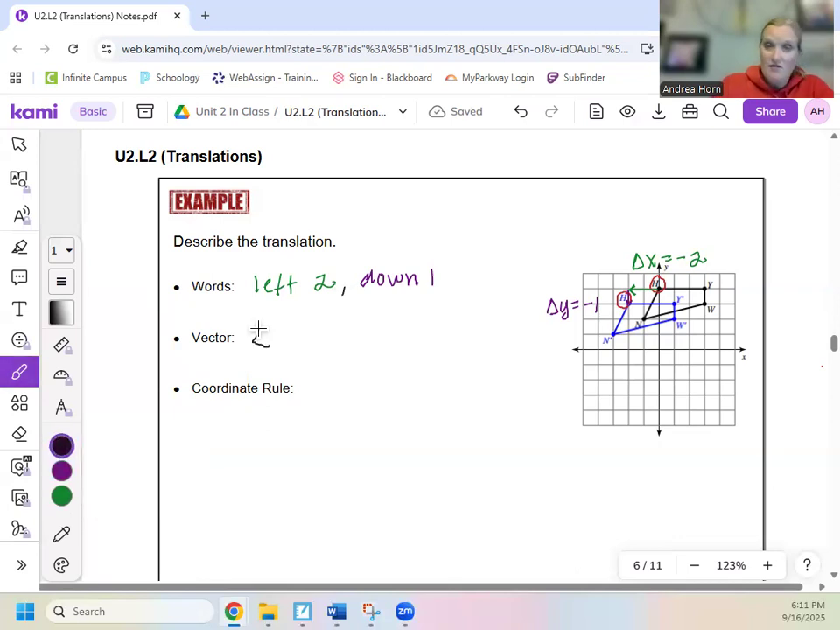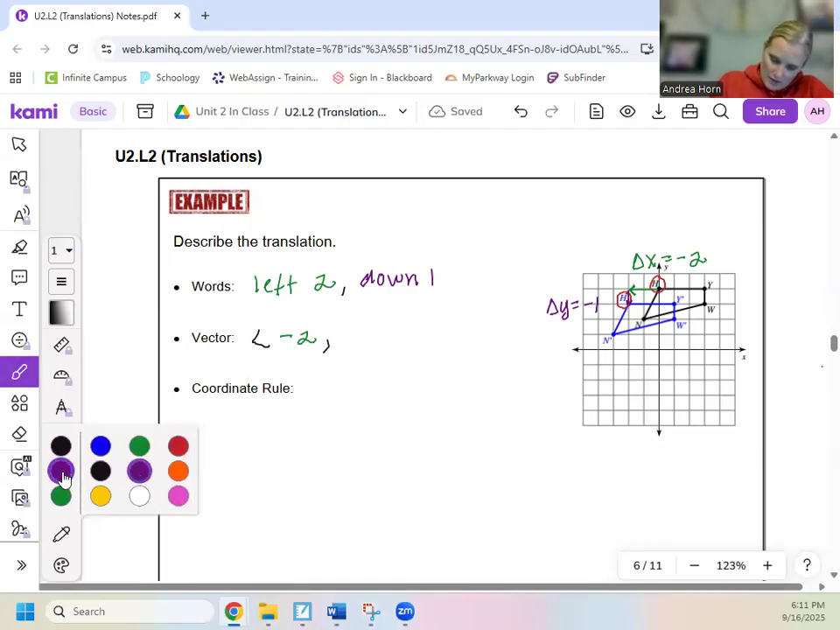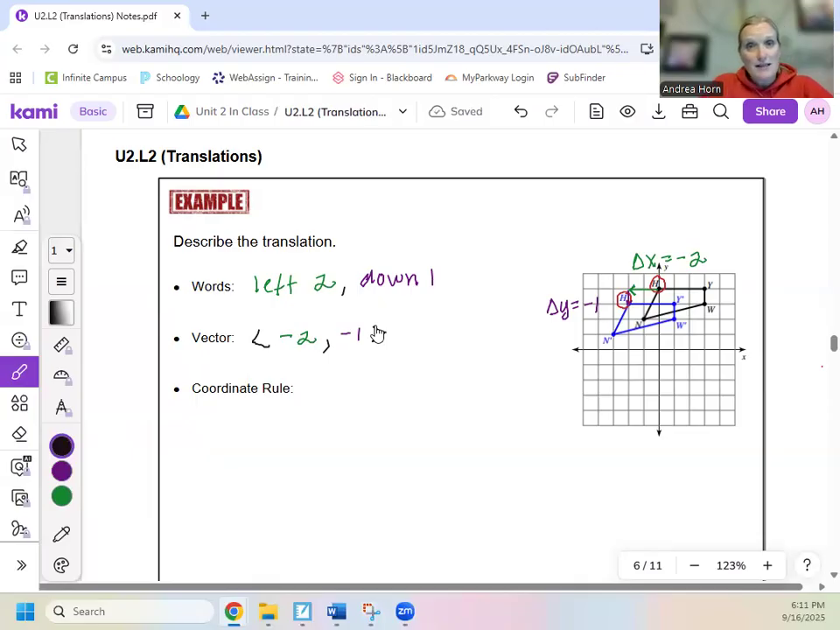In vectors, I have the little triangle bracket or the V bracket. And then it's my change in X, which is -2. The negative tells me to go left with my X. 2 tells me how far to go. And then my change in Y, which is -1. So negative tells me to go down. 1 tells me how far to go down.